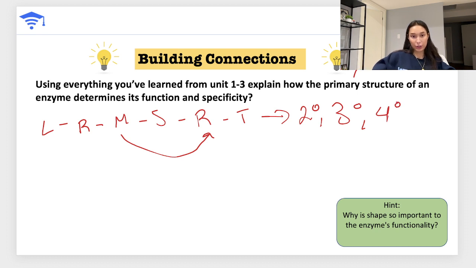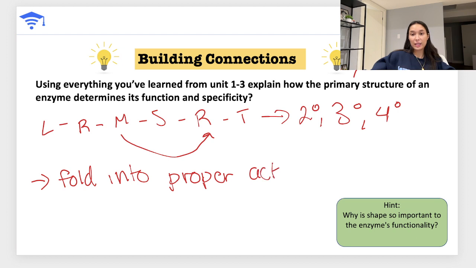Now that we've established that, how would primary structure affect the function and specificity of the enzyme? Well, when we're folding it into its final form, what else is being formed? The active site. When it folds, it needs to fold properly so that you form a proper active site as well. Okay, so fold into a proper active site.